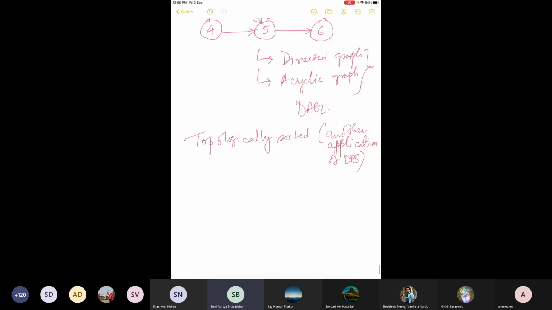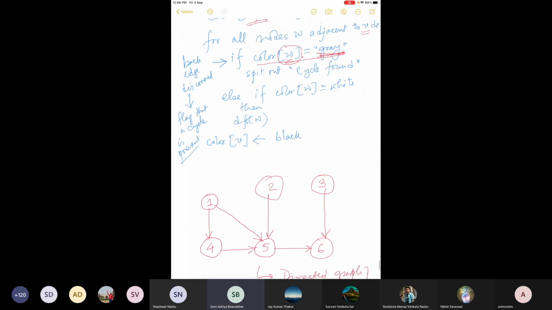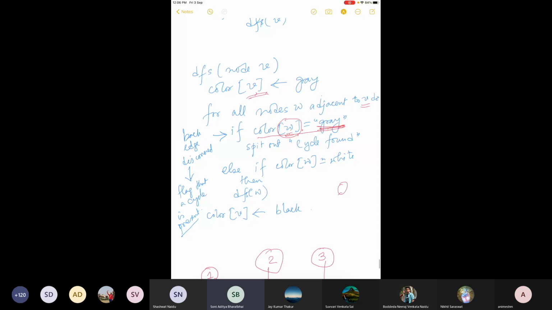But sir, for an undirected graph, this algorithm will always give cycle found. Which algorithm? The cycle detection on an undirected graph. Say this is an undirected graph. So from the start, where is the back edge? Sir, I'm talking about the algorithm, because all edges are bidirectional. So if we check for a node, we will also check for its parent. Then the parent will always be gray, but that does not mean that it has a cycle.